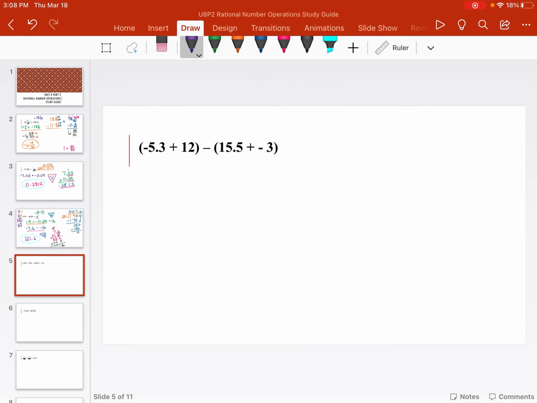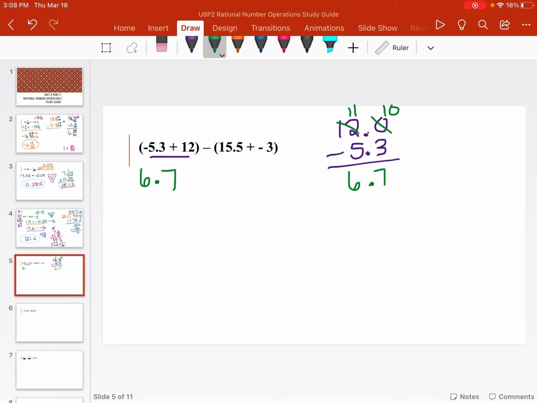Okay, parentheses first. I'm going to start with this set. So different sign, subtract. So I'm going to do 12 minus 5.3. Remember that decimal is after the 12. And I do need to put that placeholder 0 so that I remember to borrow. So I cannot do 0 minus 3. I am going to borrow and make 12 11. The 0 becomes a 10. I have 7 left over. Bring down my decimal. 11 minus 5 is 6. I get 6.7. The bigger number was the 12, which was positive, so it is a positive 6.7.